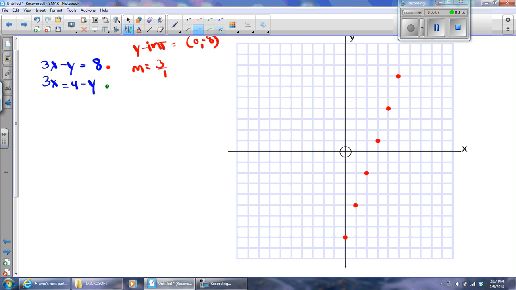Now, this second equation here, I'm going to do it in green, I need to get y alone. So I'm going to subtract 4 from both sides. And I'll get 3x minus 4 equals negative y. I don't want y to be negative, so I'll divide by negative 1. And remember, I have to do it in all three places. Okay, so y will equal negative 3x plus 4.